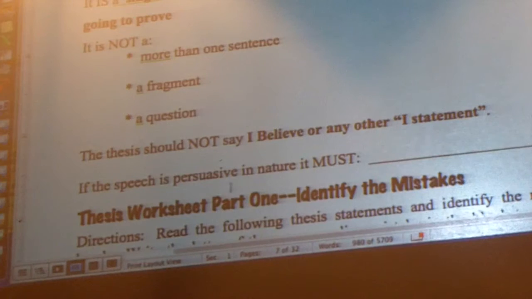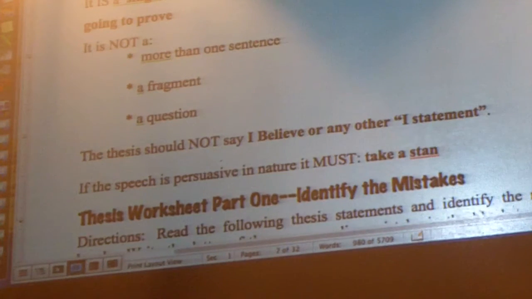If your speech is persuasive, you're trying to convince people of something, your thesis must take a stand on one side of the issue. So, for example, I'll say to kids, you can't say, I believe the death penalty is right, or I believe the death penalty is wrong. And so they'll change it. And they'll say, some people believe the death penalty is right, or some people believe the death penalty is wrong. And I'll say, well, that's great. That's what some people believe. What do you believe? And they say, well, Miss Broker, you said I couldn't say I. Take that belief statement right on out of there and just take a stand.